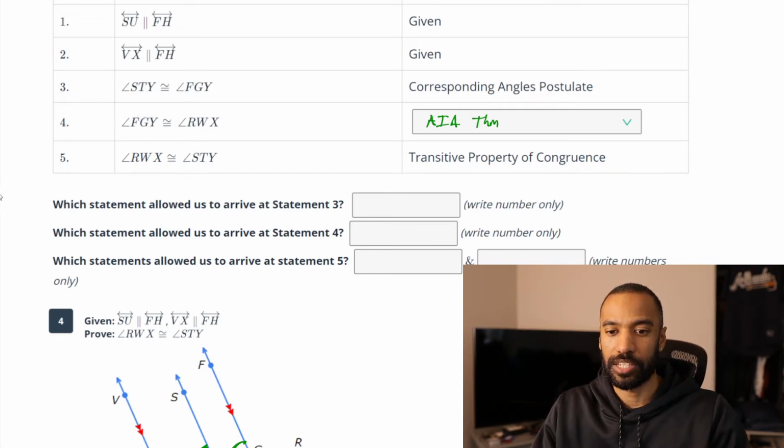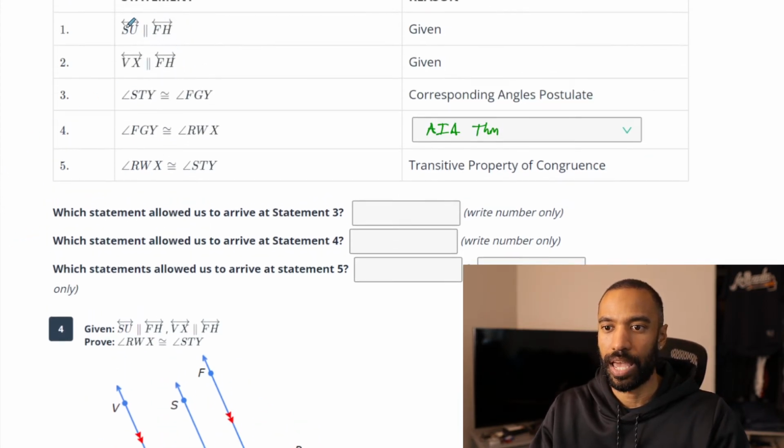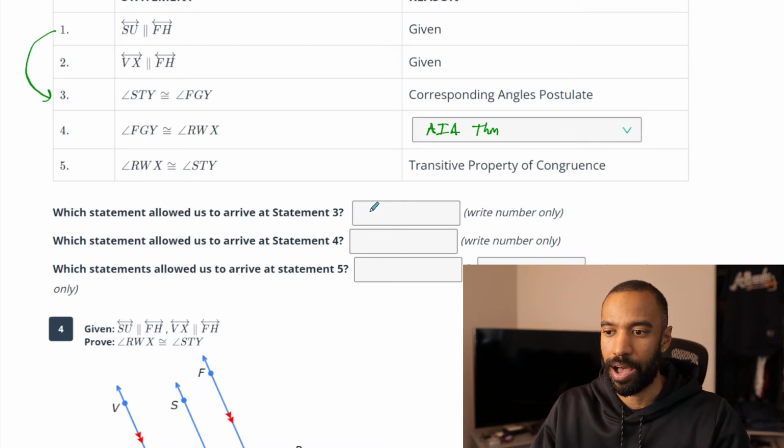So how can we say that STY is congruent to FGY? STY was here, FGY was here. This had to do with these two lines being parallel, SU and FH. That was because of statement 1 that statement 3 was possible.